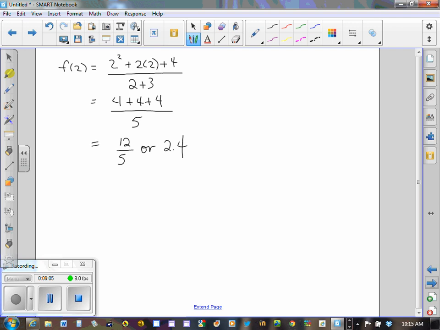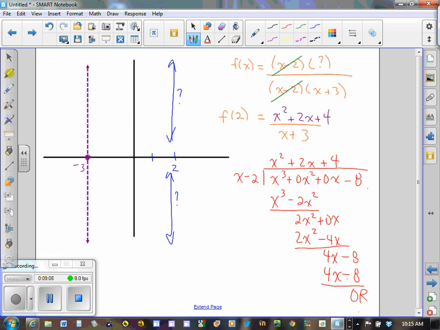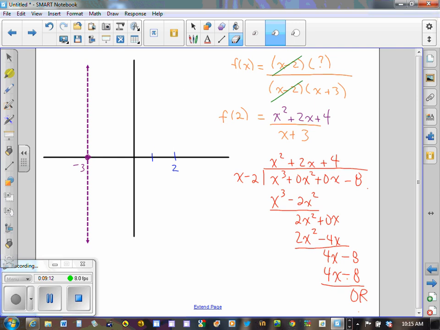So back to the graph we go. Let's remove these question marks here, and we'll plot that value. Marking off some form of scale, 2.4 is roughly, say, in this region here. So at an x value of 2, we have a hole in the graph where y is equal to 2.4.